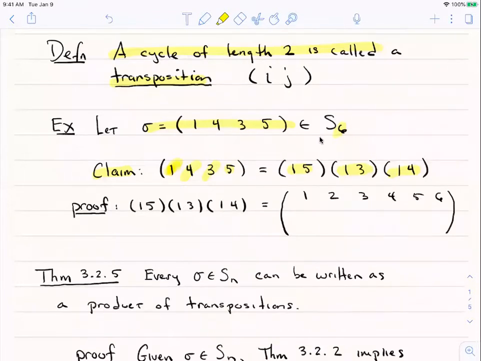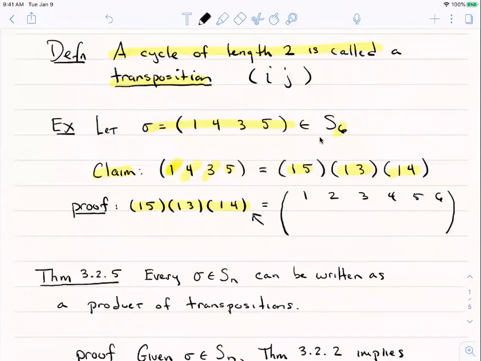And my claim is that the product of those 3 transpositions, they're not disjoint, they all have the element 1 in them, my claim is that that product will recover sigma. So let's do that just by filling in this array over here. And if we get the same permutation that sigma is, then that establishes our claim. All right, so you have to remember that we feed things in from left to right. So when you're looking at this product of permutations, (1 4) goes first, then (1 3), then (1 5).